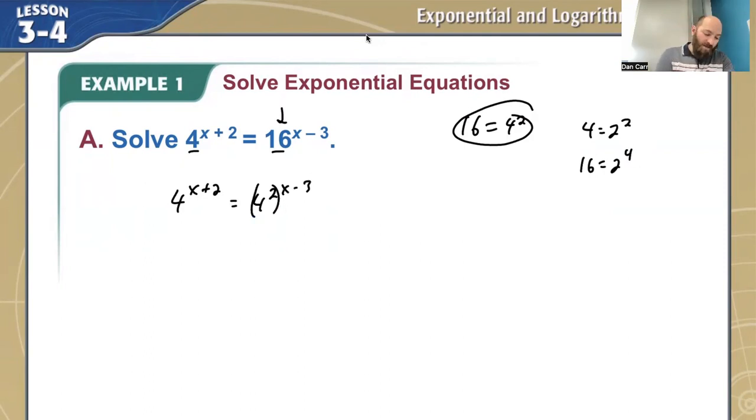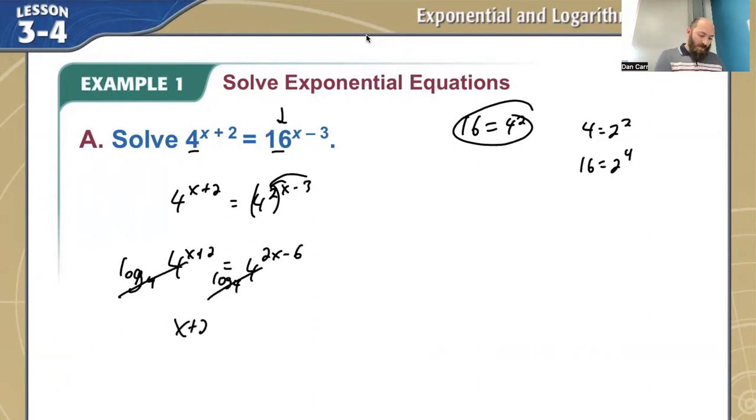Now, the idea here is that the 2 is going to distribute because I am raising a power to a power. So I have 4 to the x plus 2, and then 4 to the 2x minus 6. Another thing I can do is apply the same logarithm rules to both sides of the equation, just like any other equation. If I do something to one side, I can do the same thing to the other. So if I evaluate log base 4 to both sides, I will actually cancel those out. So I'm left with x plus 2 equals 2x minus 6.